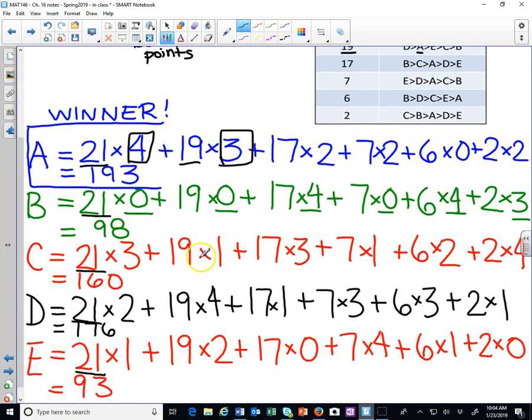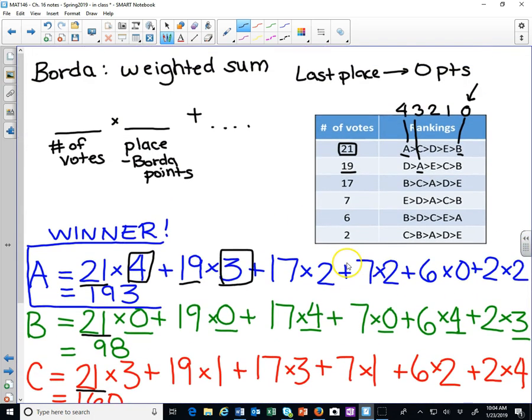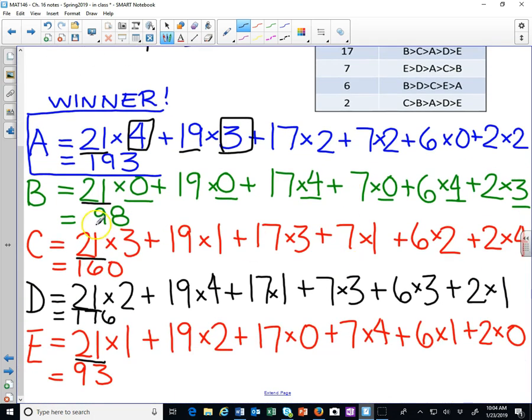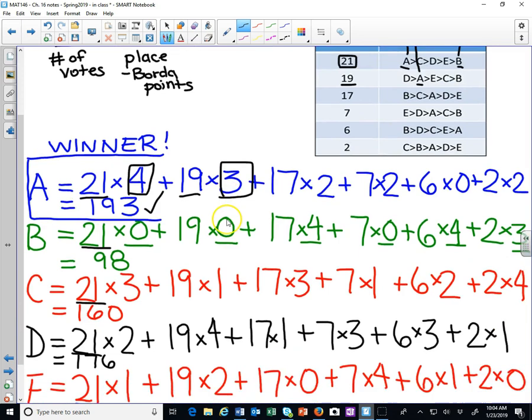Some of them, for smaller numbers, you may not even need a calculator. You may be able to figure them out individually and then add them all up. But it just depends on how big the numbers are. So when we get to the end of this one, I did all the Borda sums here, added them all up, and you see that 193 is the largest sum. So A would be the winner for the Borda method.